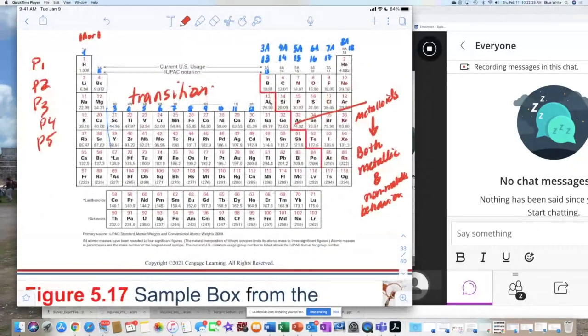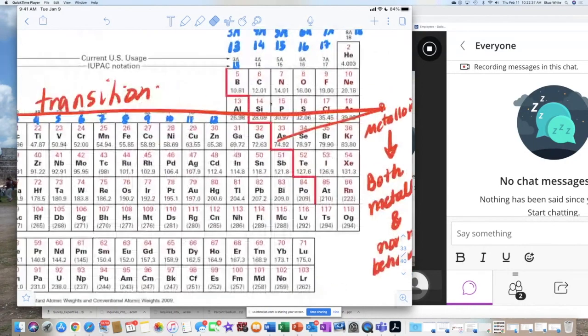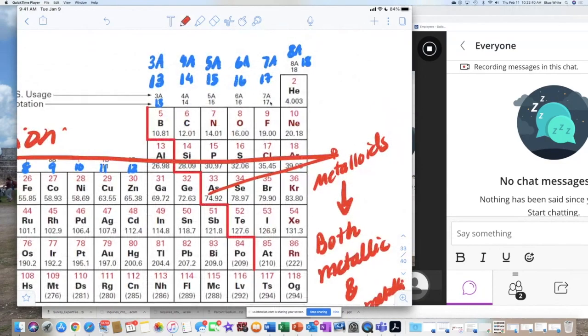So period 3. I have to move down 3 spaces, right? 1, 2, 3. So period 3 is somewhere here. And they said group 6A. So let me zoom in. Y'all can see 6A is right here. So I draw down here, and the point of intersection is right where sulfur is. So sulfur makes it again.